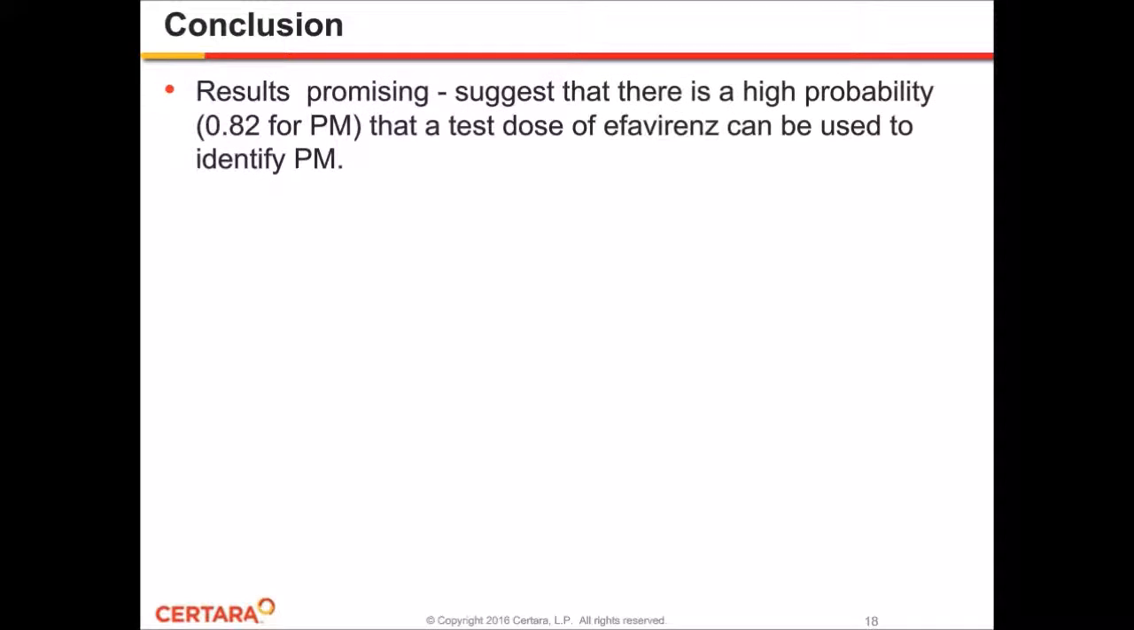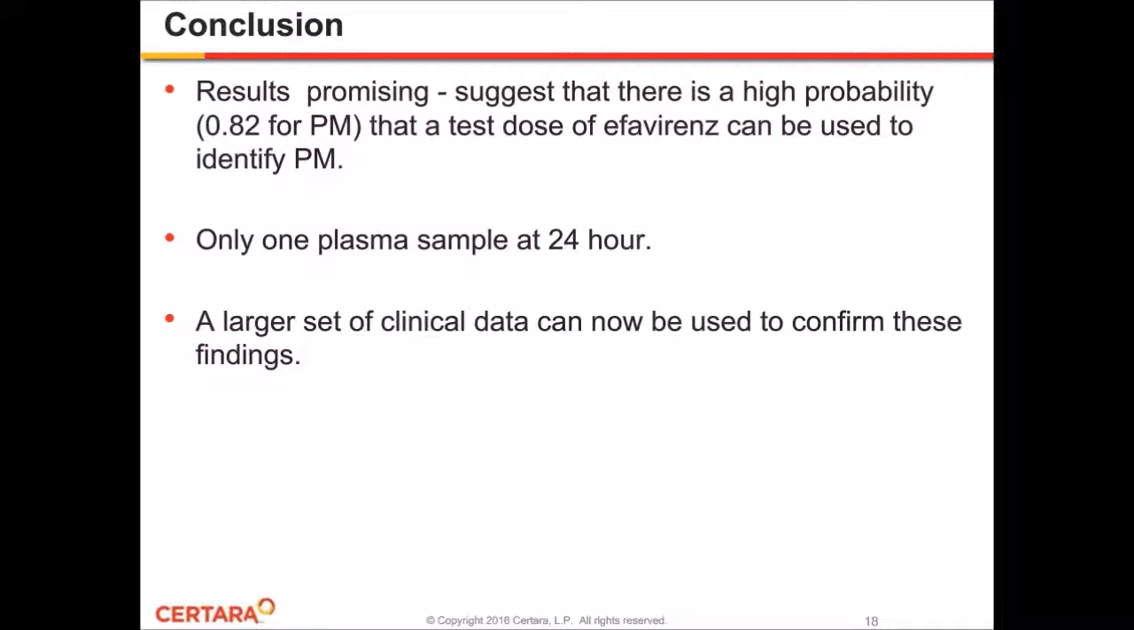So as you will see, these results are very promising, and it suggests that there's a very high probability of us being able to identify poor metabolizers from just one blood sample after a test dose of efavirenz. The sparse sampling technique would be very attractive in the clinic because only one blood sample would be required. Our next step would be to use a larger clinical data set and confirm our findings. We had limited clinical data when we did the study, so we have to confirm this in a much larger study.